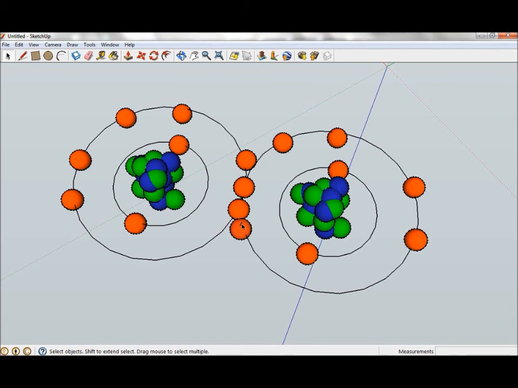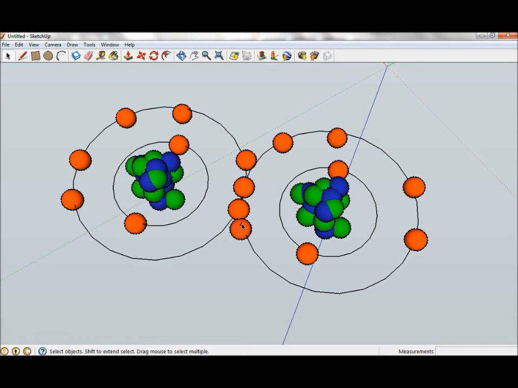Let's review. Ionic bonds occur when atoms give or take electrons from each other. When an atom gives away an electron, it becomes positively charged because it has more protons than it did electrons. If an atom receives an electron, it becomes negatively charged, as it has more electrons than protons. In ionic bonds, the two opposites attract and form a bond.